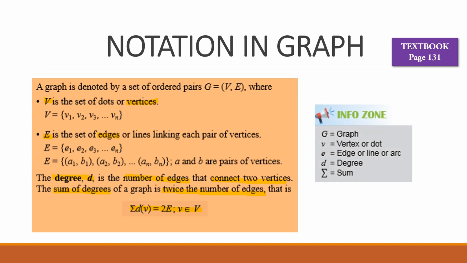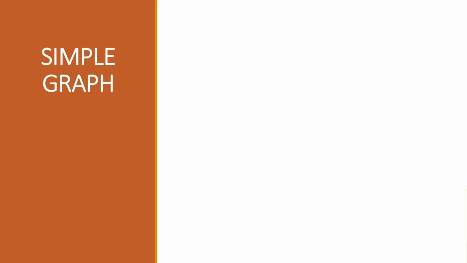The important thing that we have to know is this one, the info zone. G stands for graph, V for vertex, E for edge, D for degree, and this symbol here represents sum. Let's see what is a simple graph. A simple graph is a graph that has no loops and no multiple edges. No loops, no multiple edges.